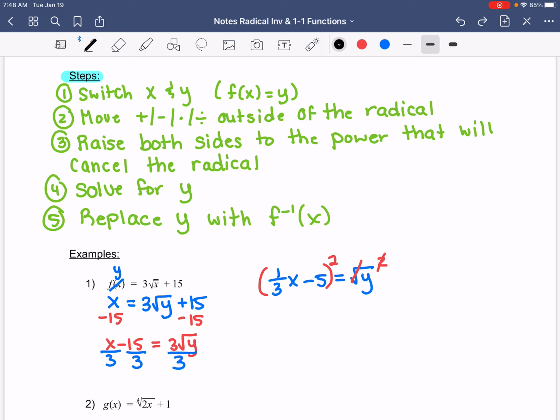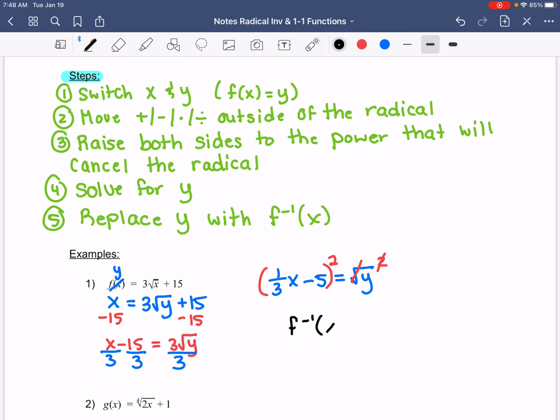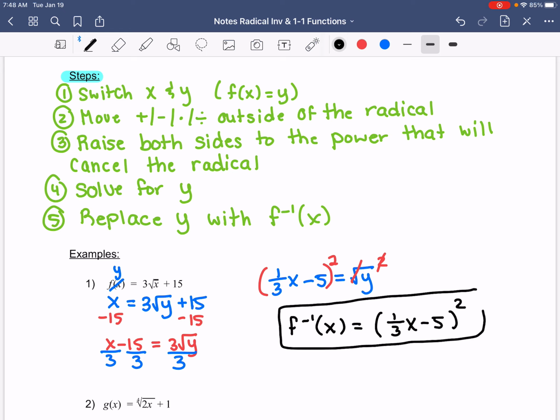I'm going to go to replace y with f inverse of x. So it'd be f inverse of x equals, and then I just put parentheses, 1/3 x minus 5, squared. We don't actually have to multiply it out at all. We just leave it as the square. And that's my answer.